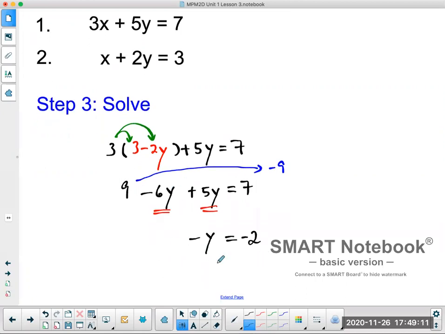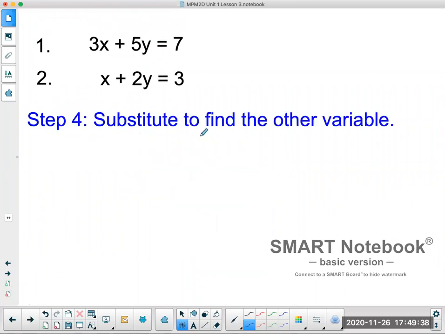Now, if negative y is equal to negative 2, you divide both sides by negative 1, and you're going to get y equals 2. So step number 3, with the linear equation, you solve for the variable. So y equal to 2. Now, the point of intersection is a coordinate. It has both x and y. So now that we have y, we're going to find the x coordinate. So we know y is 2, and we're going to find the value of x.